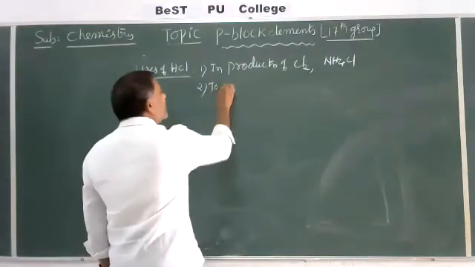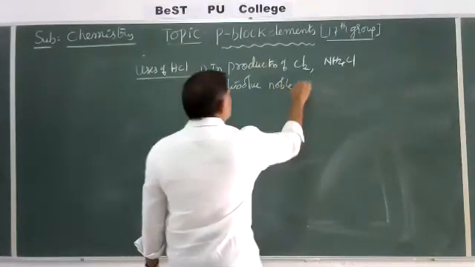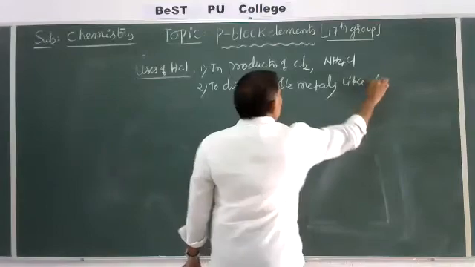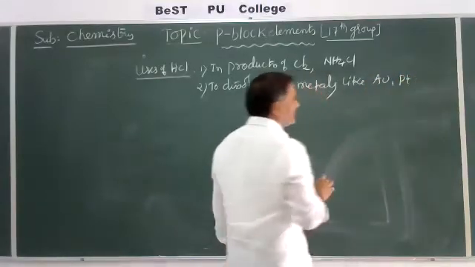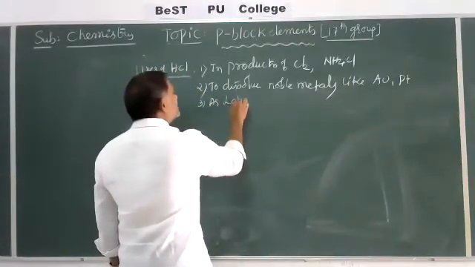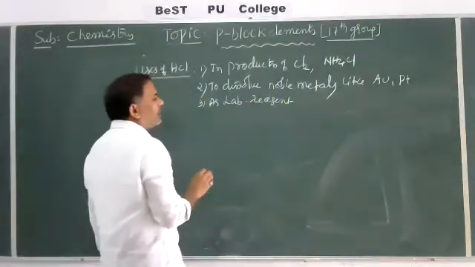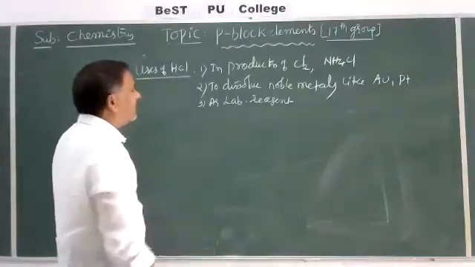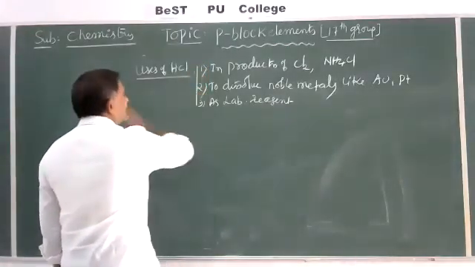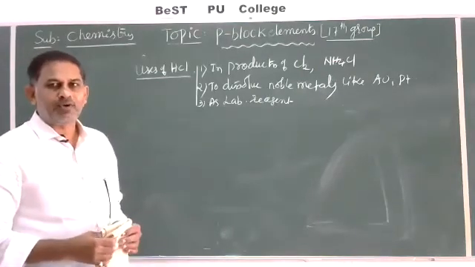It is used to dissolve noble metals. Noble metals means like gold and platinum. And it is used as a laboratory reagent. Many organic and inorganic reactions are treated with hydrochloric acid, and so many uses are there. Better read the remaining uses from the textbook. Okay, so these are some important points about hydrogen chloride.